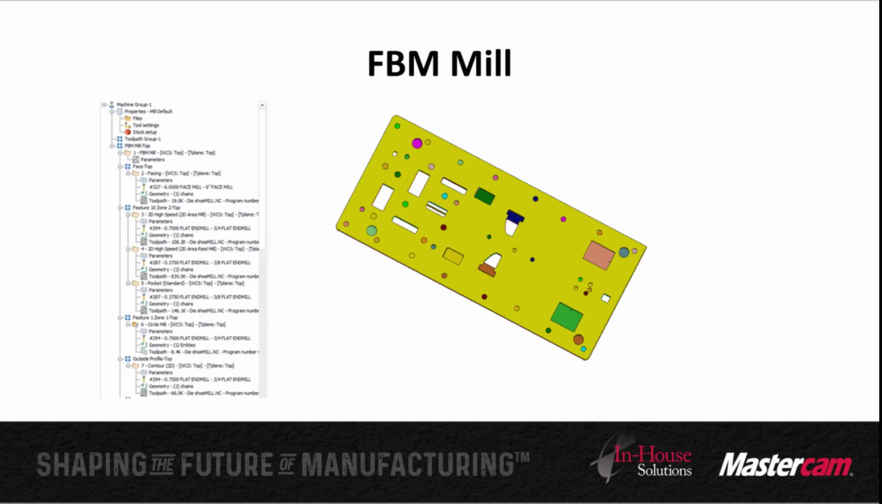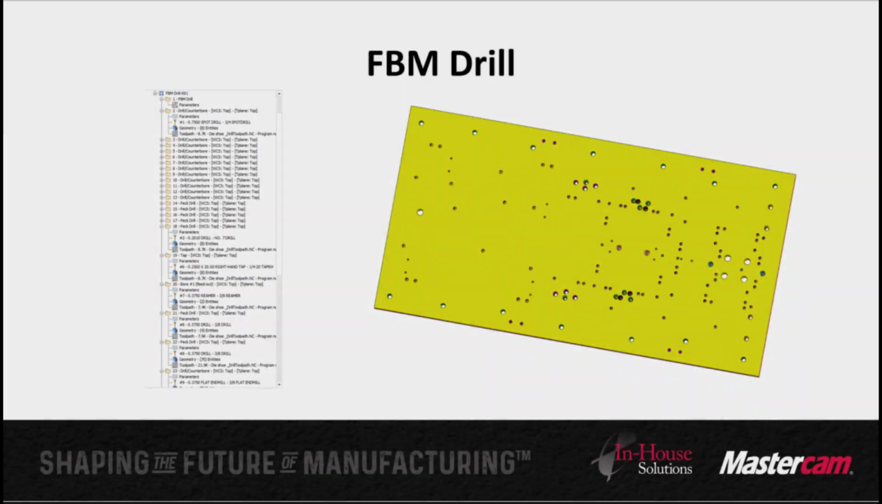FBM Mill analyzes a solid part, detects all machining features in a specified plane, and automatically generates all the 2D milling toolpaths necessary to completely machine the solid. Similarly, FBM Drill automatically detects holes in a solid based on your specified criteria and generates a complete series of drilling and chamfering operations for the detected features.